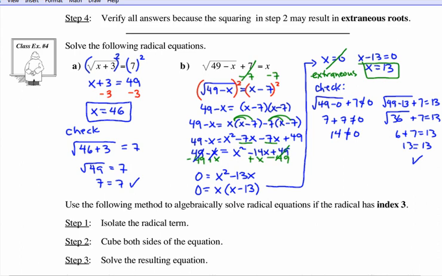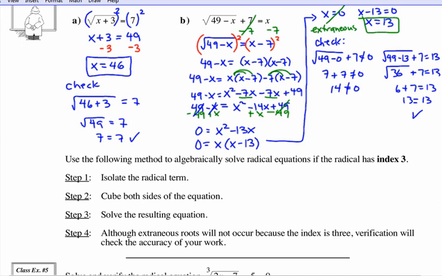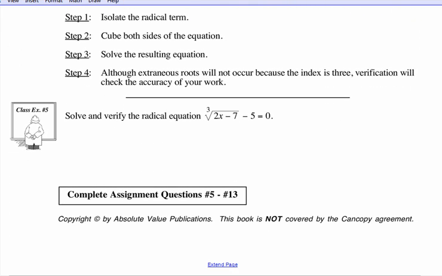Okay, one more example. So what if we had a cubic root? Now the nice thing about cubic roots is there are no restrictions. So we do verify, but there should only be one solution here. So what we're going to do is we still isolate the variable. So I start by adding 5 to both sides. So I have the cubic root of 2x minus 7 equals 5.